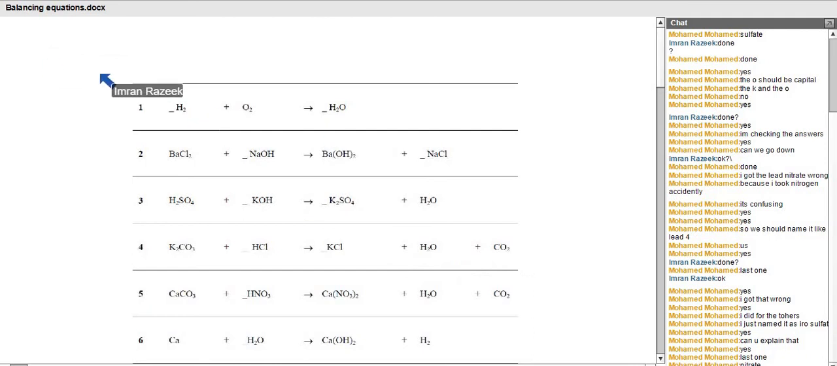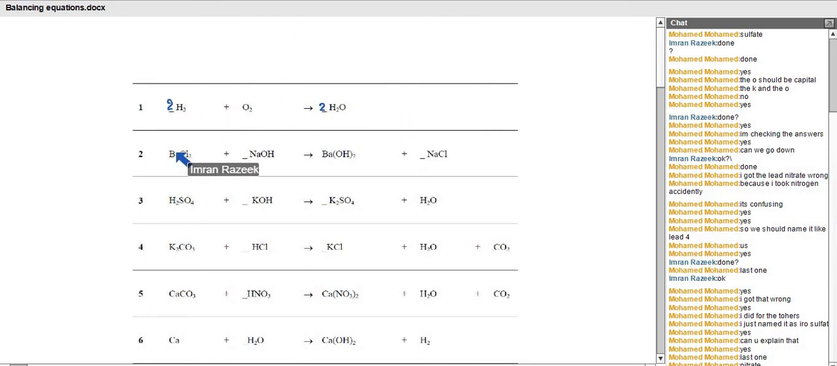So in the first question, there are two hydrogens on the left side and two on the right side. Hydrogen is balanced. Two oxygens on the left side and one on the right side. So you can put two in front of water to balance the oxygen. Then the hydrogen will be imbalanced, so you put two in front of the hydrogen. So 2 times 2 is 4 hydrogens, 2 times 2 is 4 hydrogens here. 2 oxygens, 2 oxygens. All the elements are balanced.